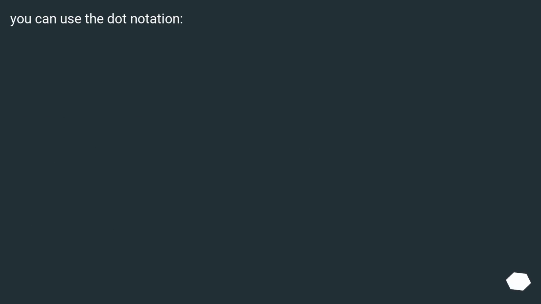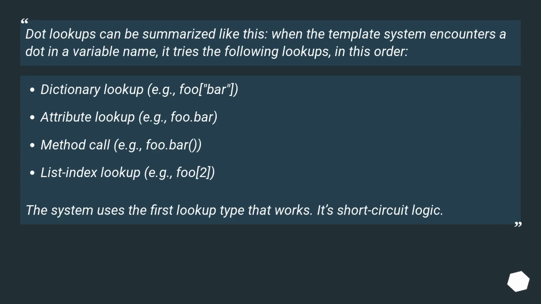You can use the dot notation. Dot lookups can be summarized like this. When the template system encounters a dot in a variable name, it tries the following lookups, in this order: dictionary lookup, for example, foo["bar"]; attribute lookup, for example, foo.bar; method call, for example, foo.bar(); list index lookup, for example, foo[2]. The system uses the first lookup type that works. It's short-circuit logic.